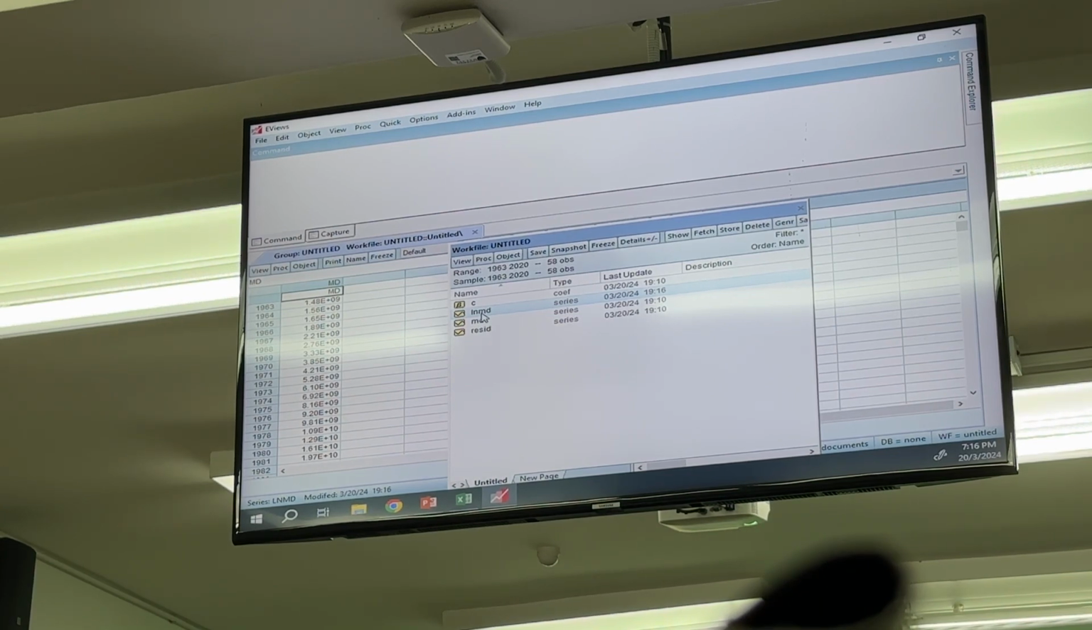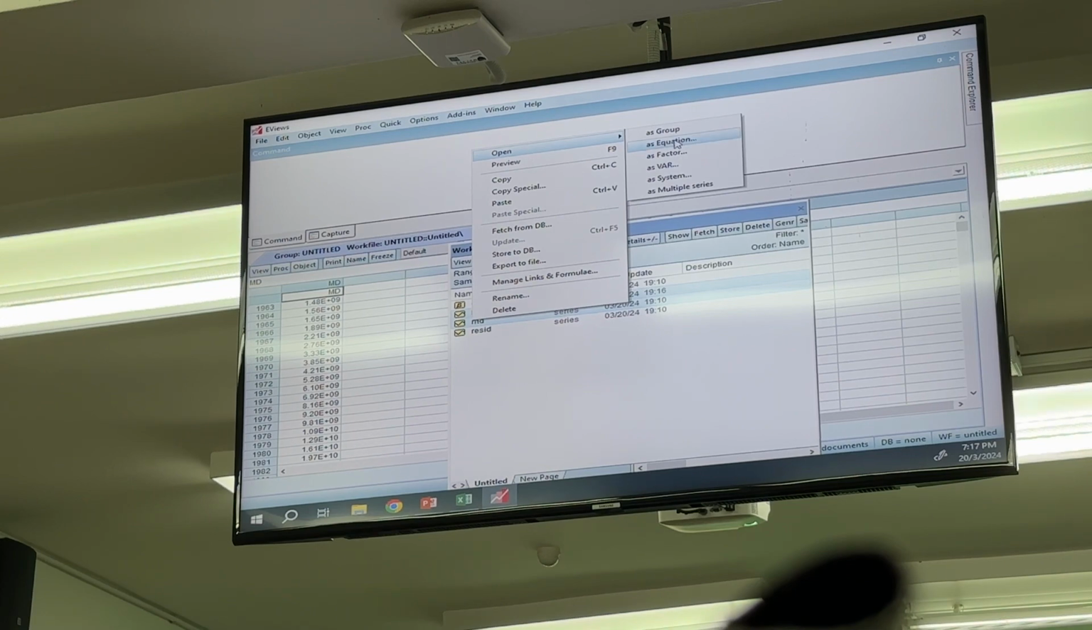So have you logged the series? Yes. So run your unit root test. Actually, you log in order to minimize the scale. So if you want to take a log, you can draw them in the same picture. Open them and then open and then open.